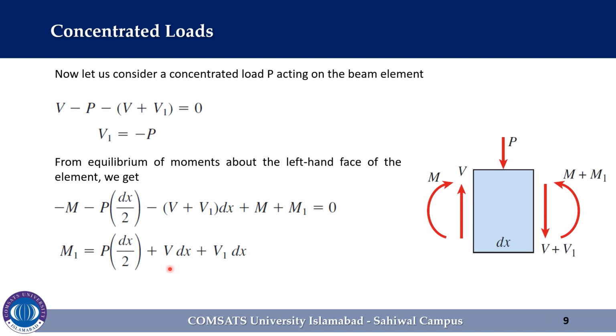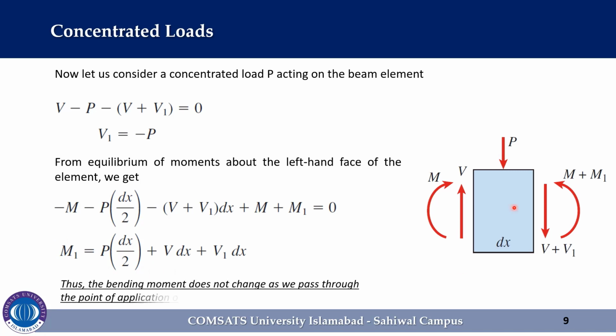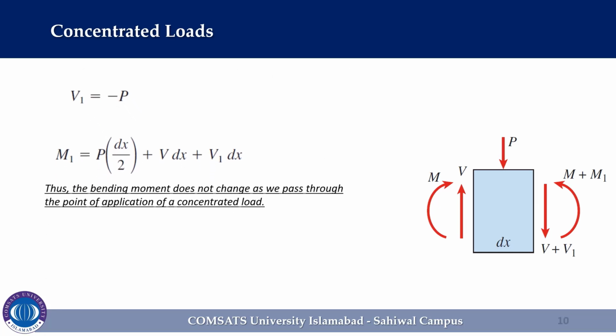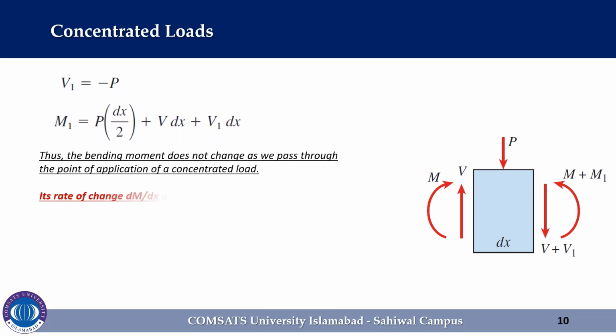Since the length dx of the element is very small, we see from this equation that the increment M1 in the bending moment is also very small. Thus the bending moment does not change as we pass through the point of application of a concentrated load. Even though the bending moment M does not change at a concentrated load, its rate of change, dM over dx, undergoes an abrupt change.